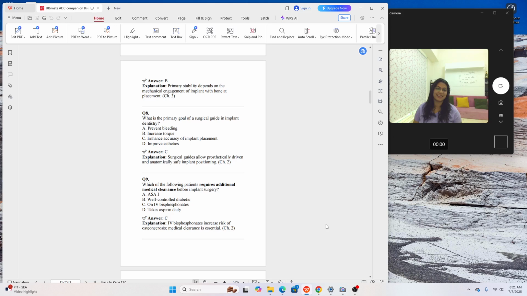On IV bisphosphonates. Bisphosphonates are one of the favorite topics of ADC. Do expect questions on BRONJ, MRONJ, at least 4 to 5 questions in your exam. Be very thorough with this topic. Learn the medications, learn the brand names, understand the difference between oral bisphosphonates and IV bisphosphonates. IV bisphosphonates, of course, are very intense, and there is a window period where you can work and a period where you cannot work. Usually just before the next injection is a good time to work.